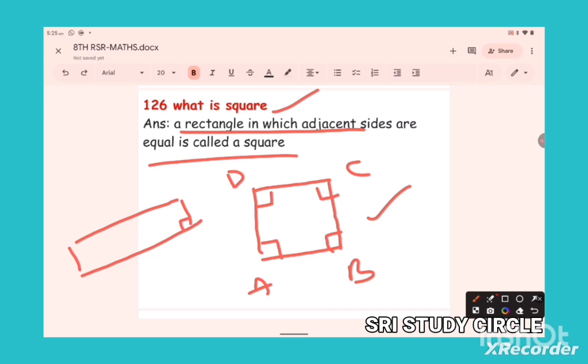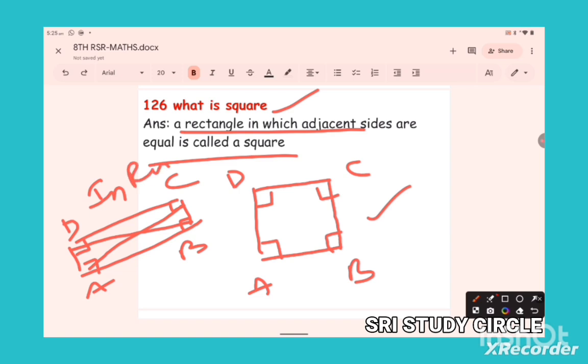In a rectangle, opposite sides are equal, opposite sides are parallel, opposite angles are equal, but each angle is 90 degrees. Suppose this is rectangle ABCD. Here AC and BD are the diagonals. The diagonals bisect each other. In a rectangle, the lengths of the diagonals are equal.